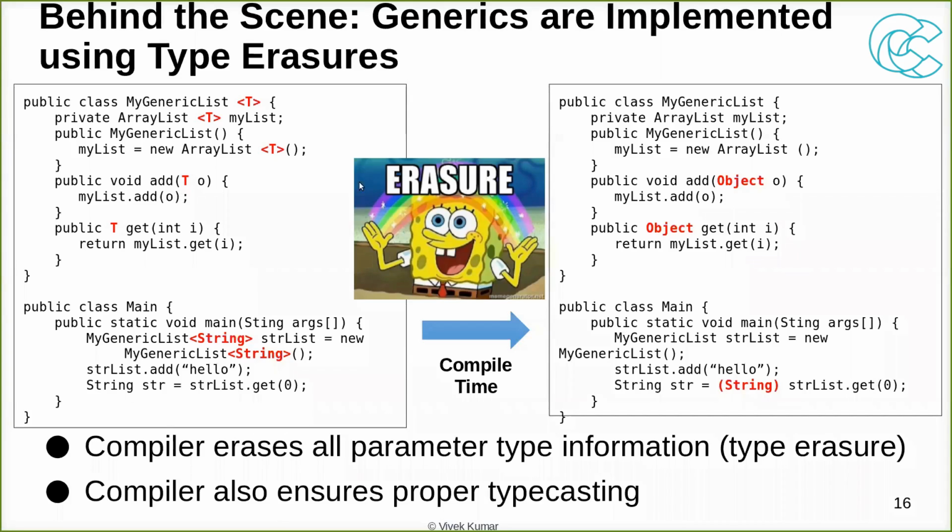Okay. So in the first step, it will erase. By erasing, we mean replace all the T's, which can be any generic type, with the object. And when you are retrieving it, it will typecast it appropriately. So it will make sure that the typecast always works. For example, if it's a string list, it will typecast as string. If it's an integer list, it will typecast as integer, and so on. So that's how the type erasure works.